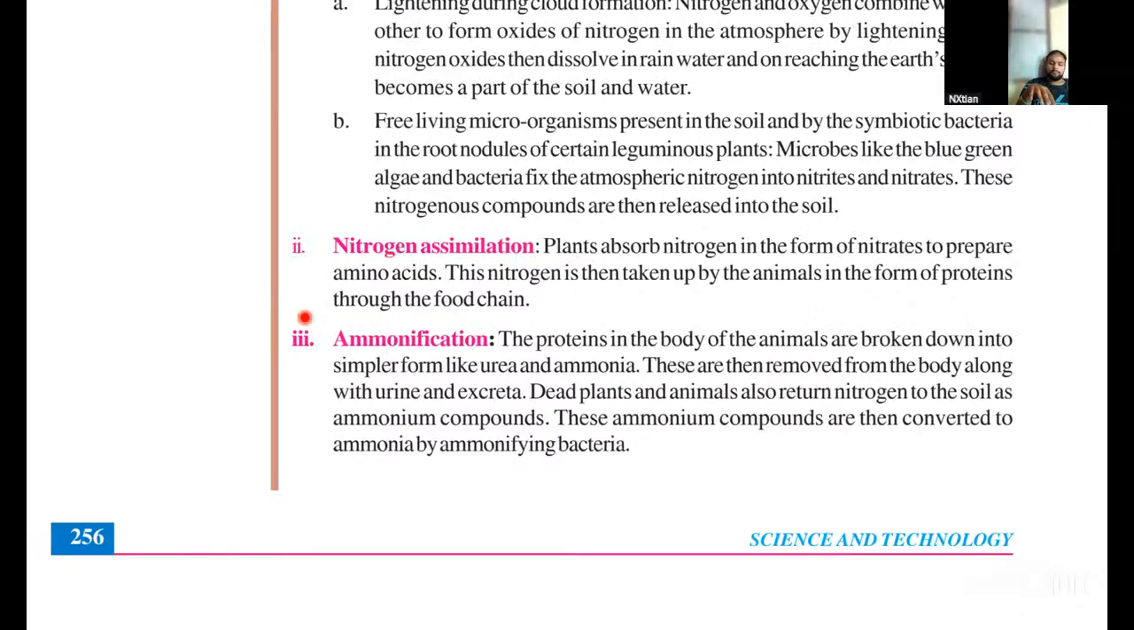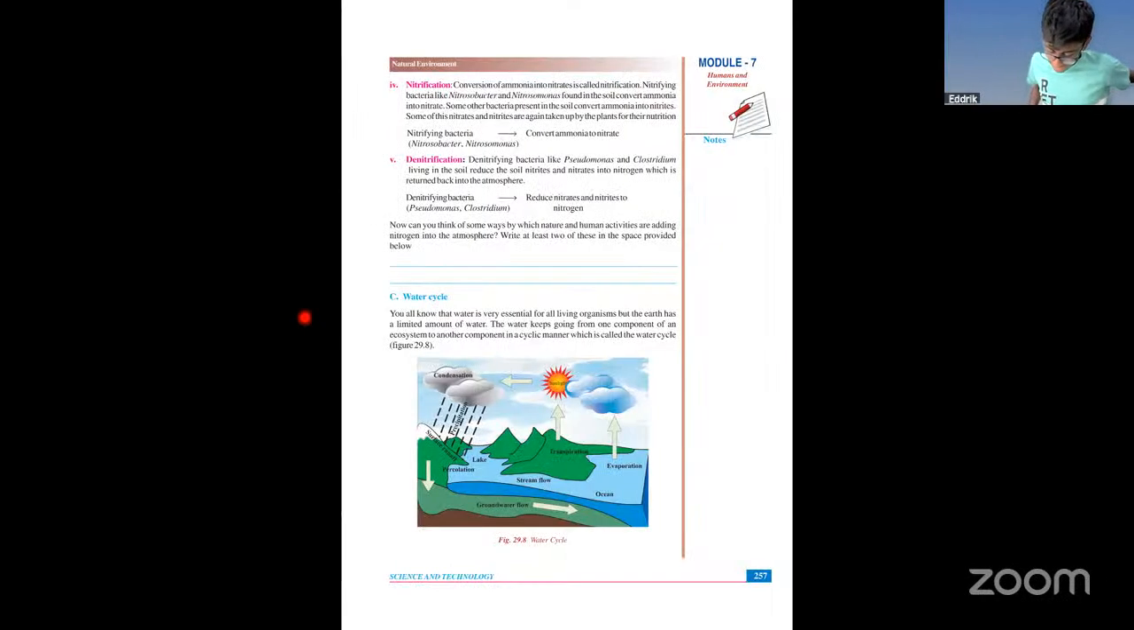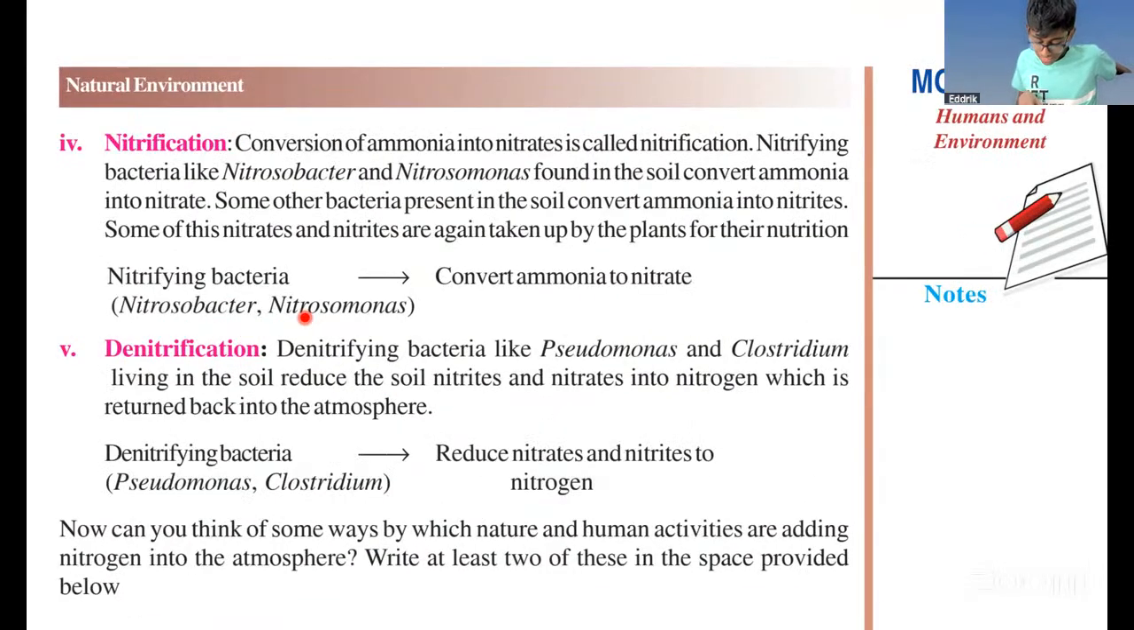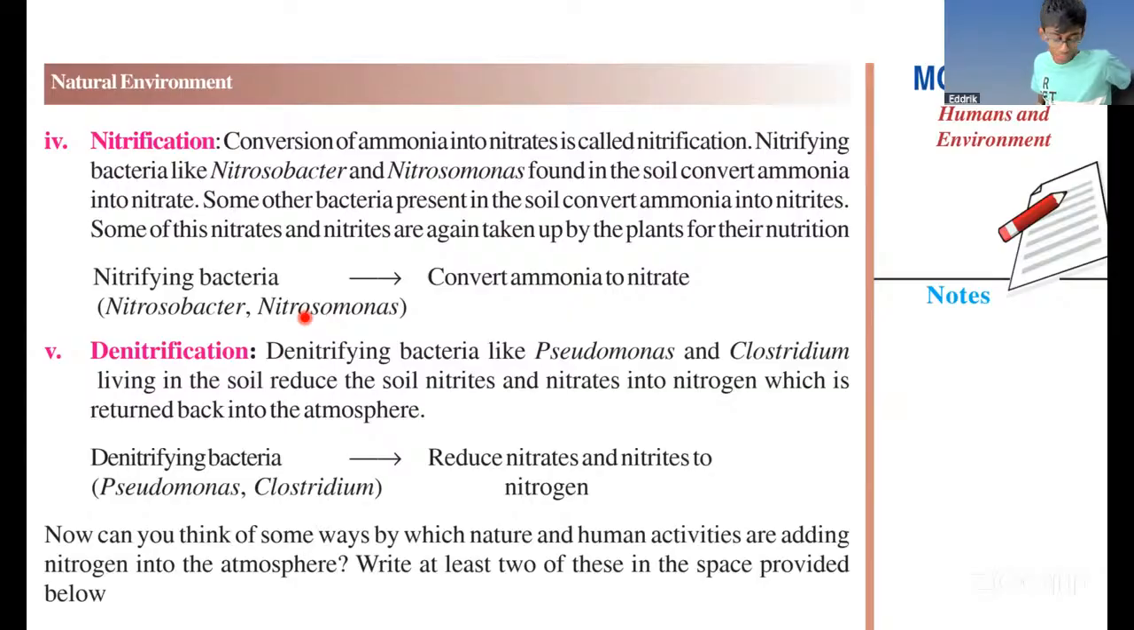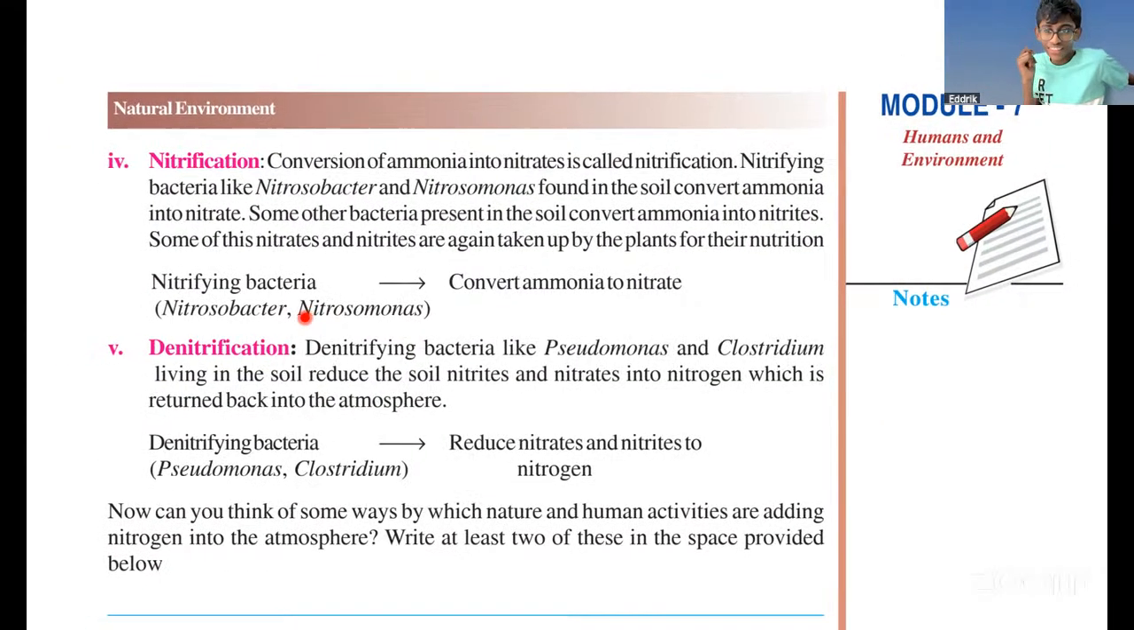Yes, Adhika, you say. It's saying urea and ammonia. There's one more, it's called uric acid. These are all basically the same thing, and that also will return to the soil. Then dead plants and animals also return nitrogen to the soil as ammonium compounds. One such example is ammonium nitrate, NH4NO3. That NH4NO3 will be converted to NH3 by ammonifying bacteria. Okay, now nitrification.